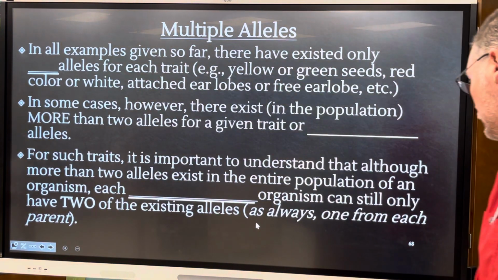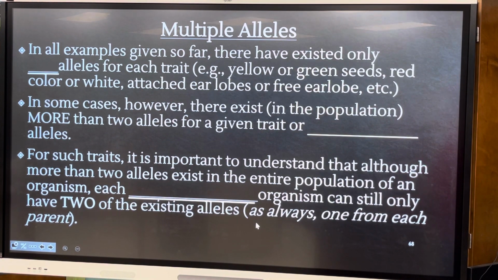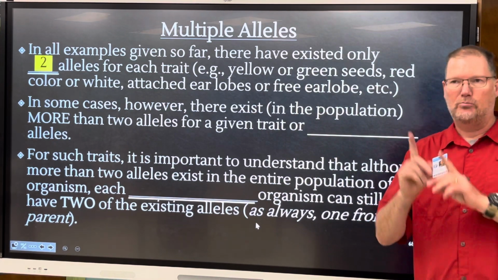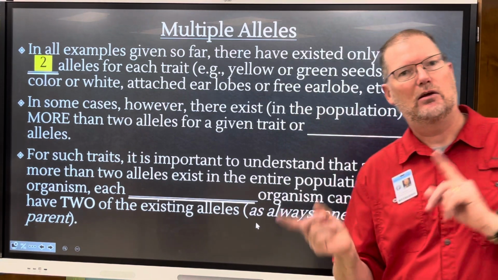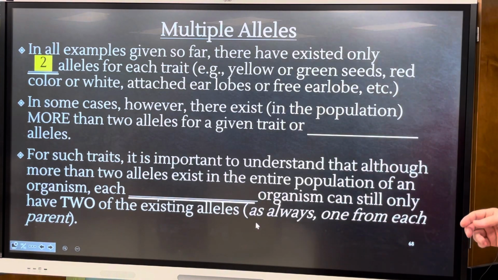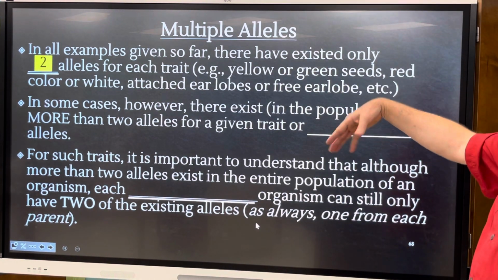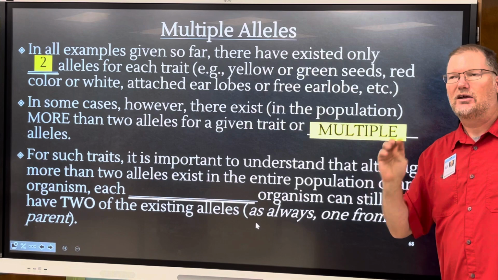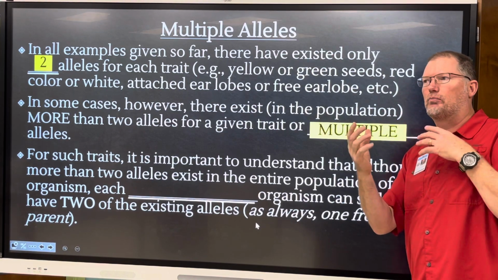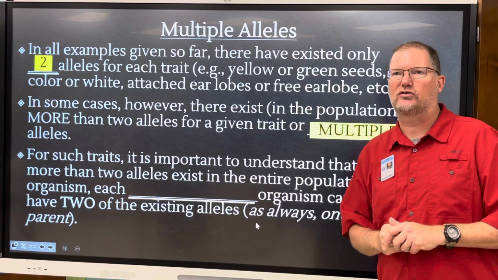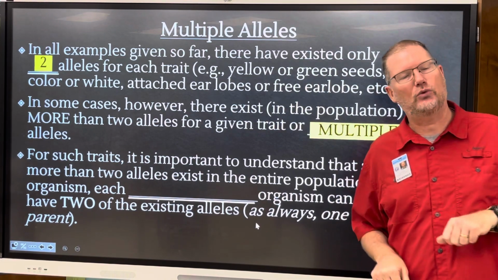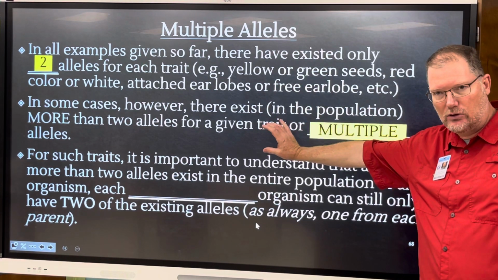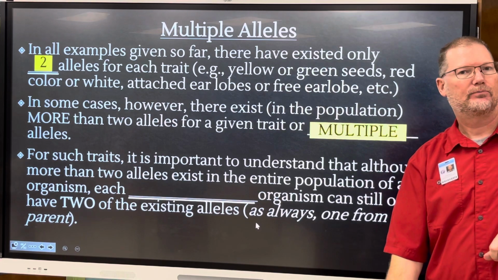And now we're going to talk about multiple alleles. In all examples given so far, there have only been 2 alleles for each trait, right? Big H, little h, big B, little b, big S, little s, okay? So yellow, green seeds, red or white color, attached earlobes, free earlobes. But in some cases, there are multiple alleles. That is why we have not just blue and brown eye color. That's why you don't just have short people and tall people. You've got lots of things in between, right? So that's because more than one pair of alleles codes for that trait.